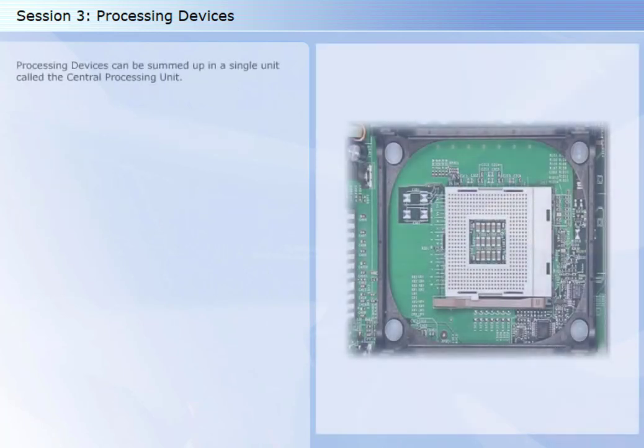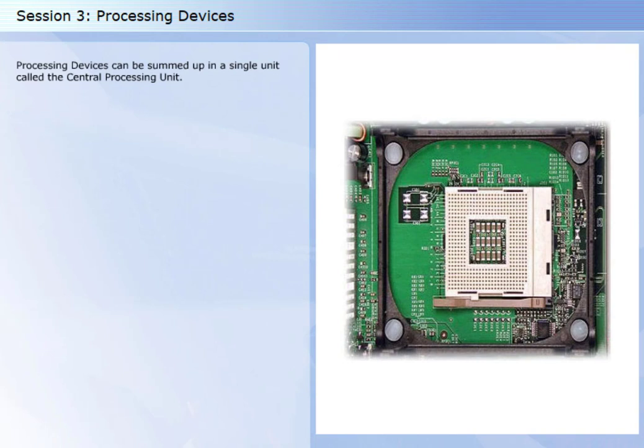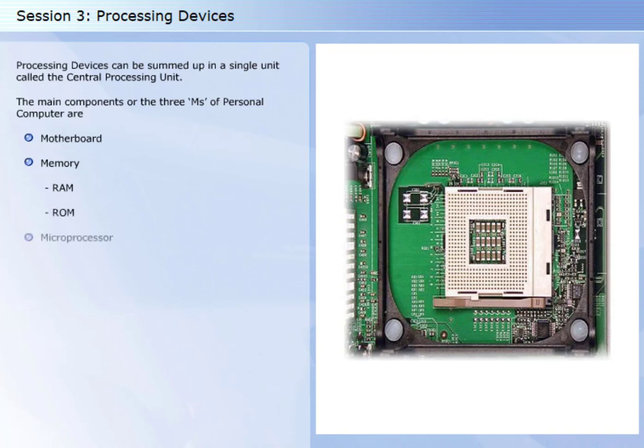Processing devices can be summed up in a single unit called the Central Processing Unit. The main components of the 3 M's of personal computer are motherboard, memory, RAM, ROM, microprocessor.